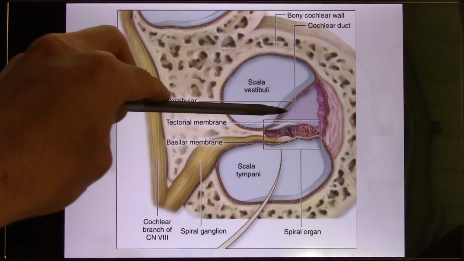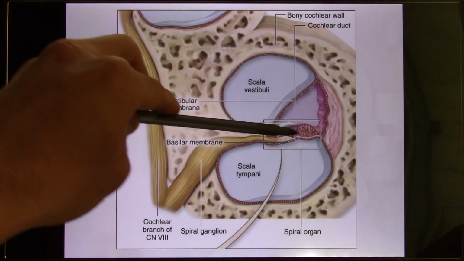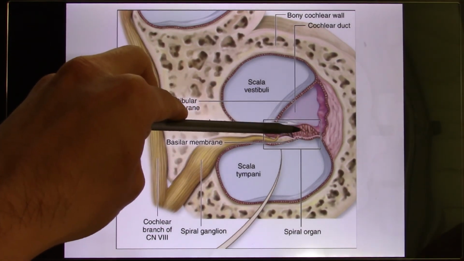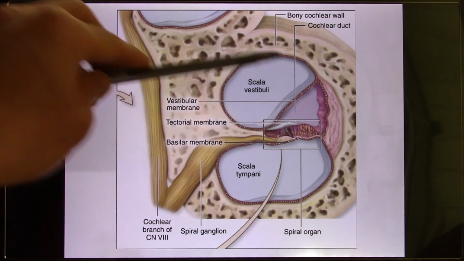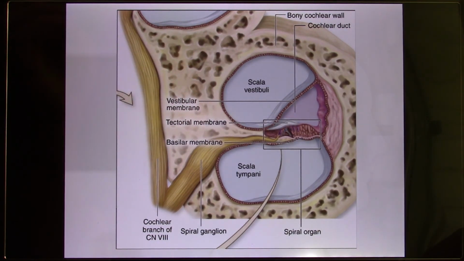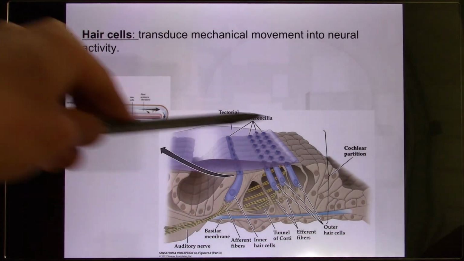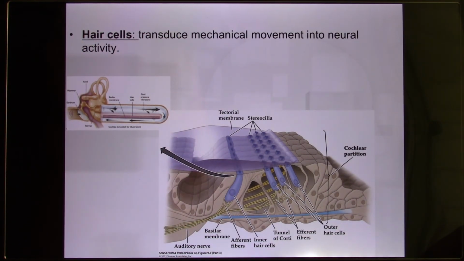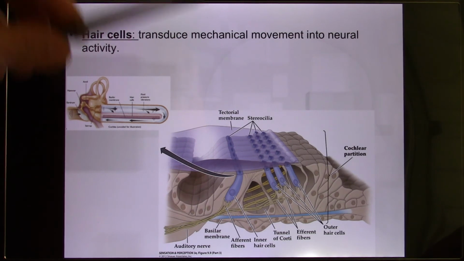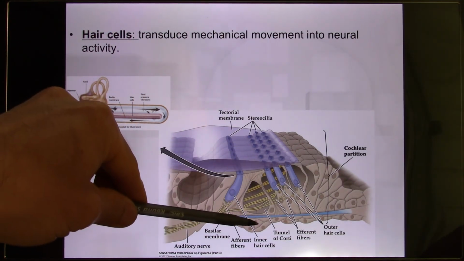Okay, this, I call the sandwich. This sandwich is the organ of Corti, including the hair cells. And the hair cells are sandwiched by two membranes, the tectorial membrane and the basilar membrane. That's the organ of Corti. This is as important as the retina in the eye. And these hair cells are sandwiched by the tectorial membrane and the basilar membrane.